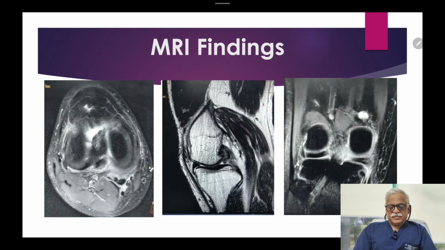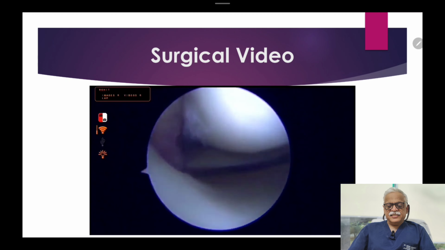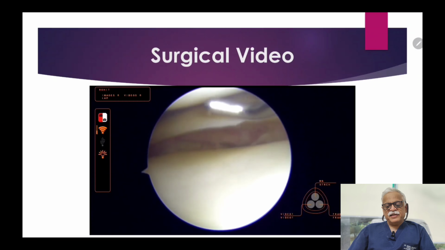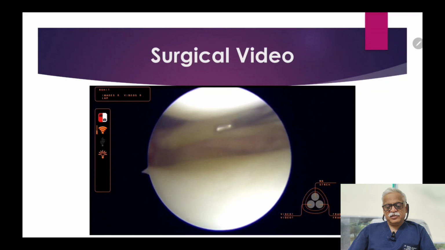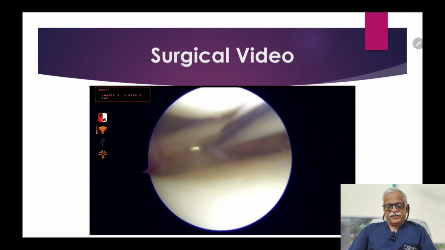And this is the surgical video of the patient, and you can see that this is the posterior horn of the medial meniscus, and it has been lifted up from the posterior horn where it is attached to the bone. So this is the root tear.